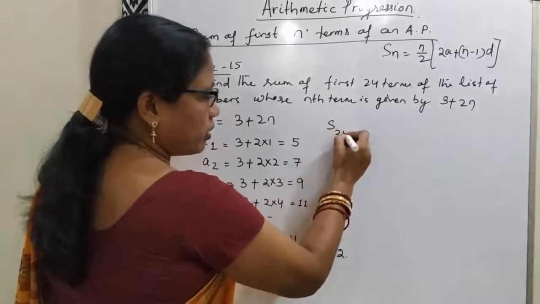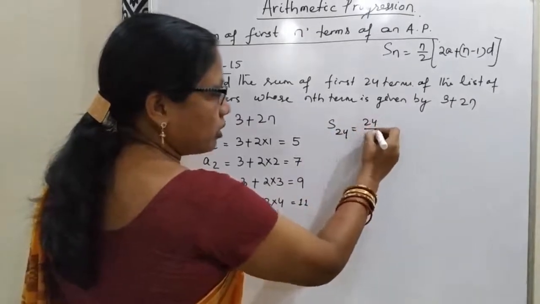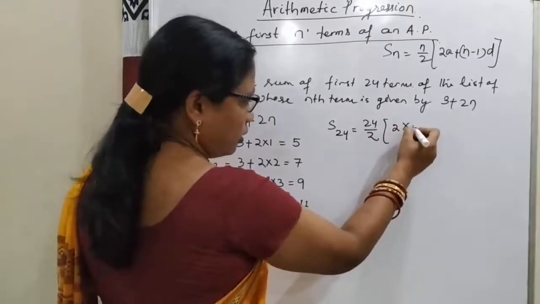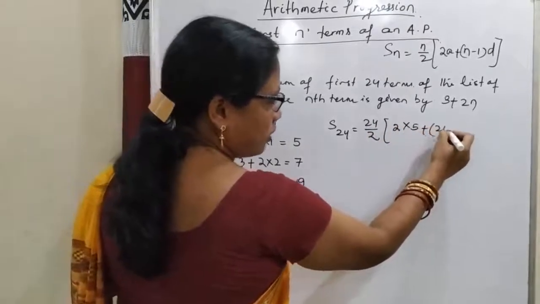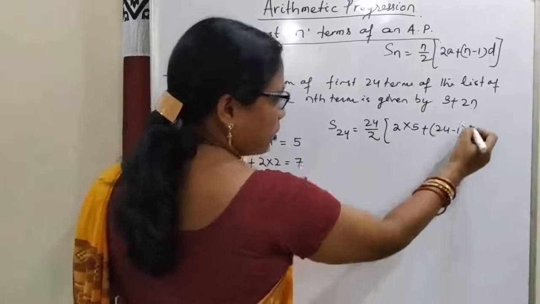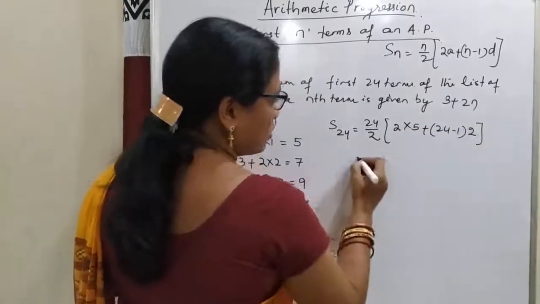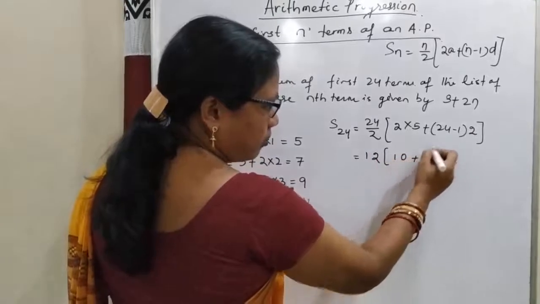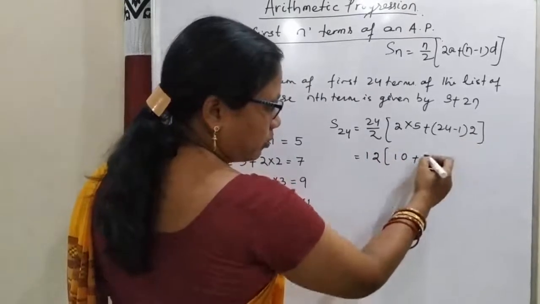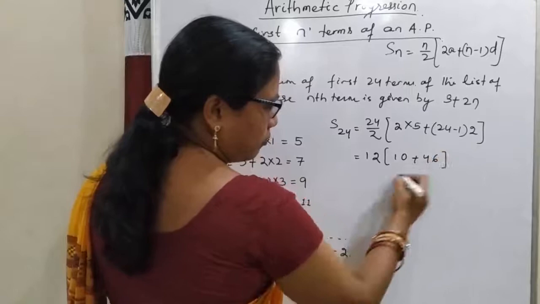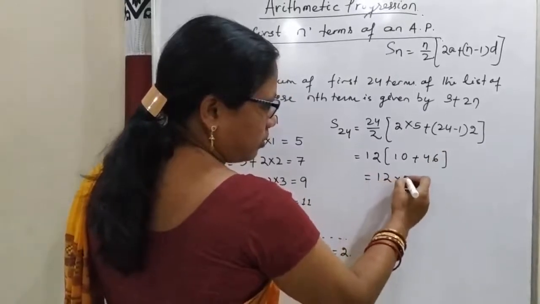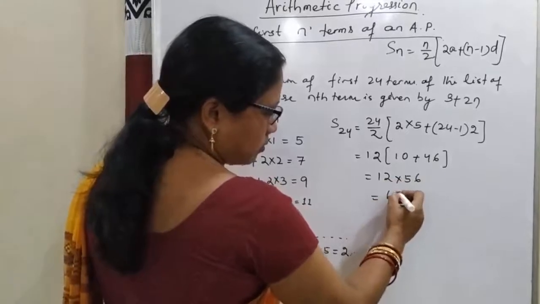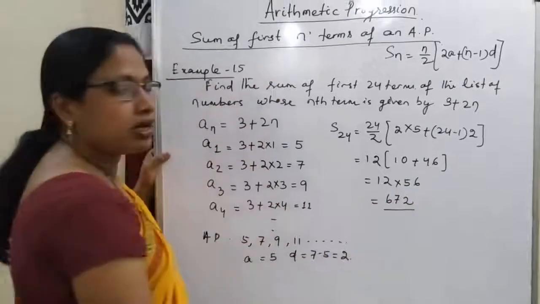So S24 is equal to 24 by 2 whole into 2 into 5 plus 24 minus 1 multiplied with 2. So this is equal to 12 multiplied with 10 plus 23 into 2. This is equal to 46. So 12 multiplied with 56. So 672 is the answer.